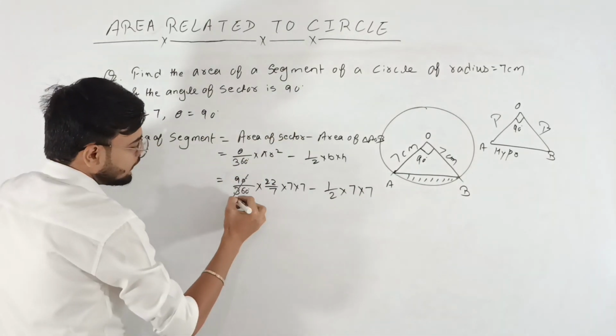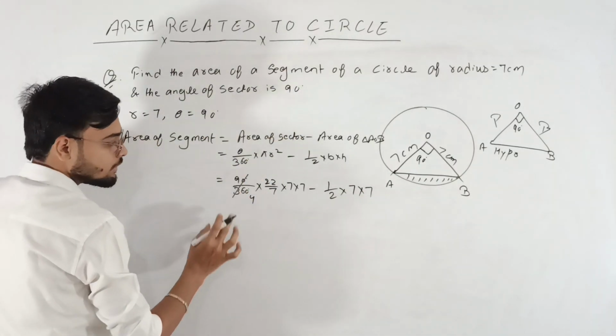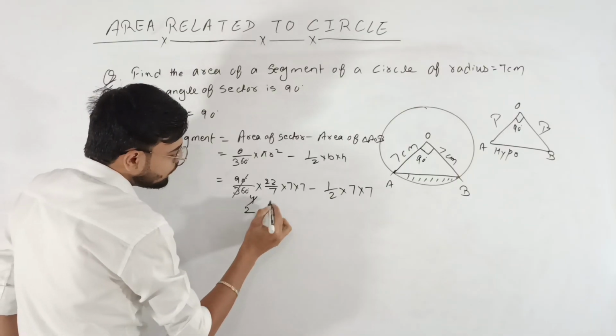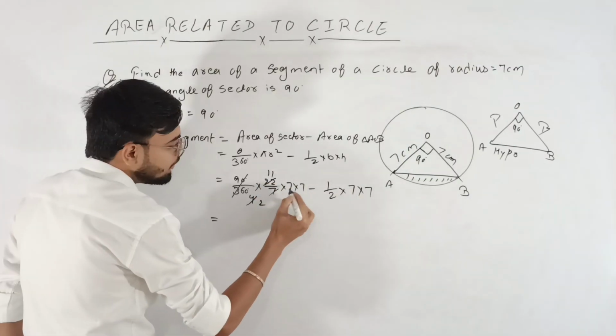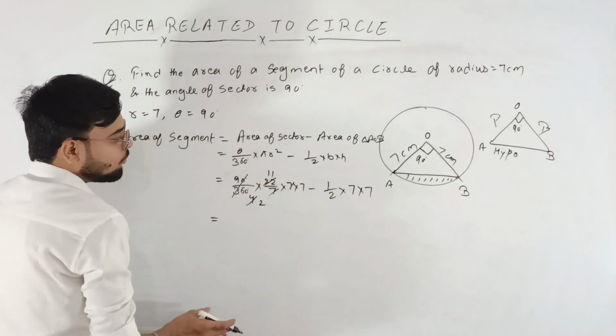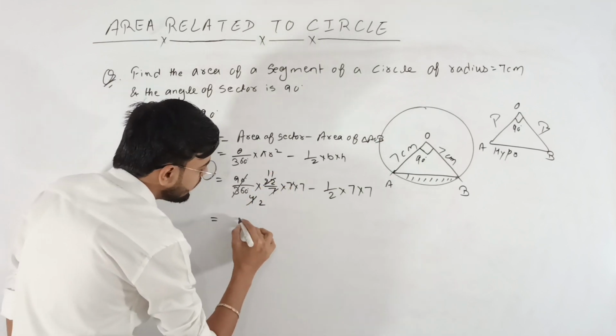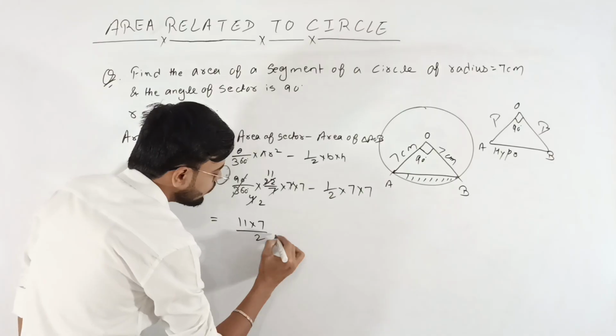Now calculate this one. This will cancel out by 4 times: 90 into 4 is 360. Now this is 2 to the 4 and this is 11 to the 22. And this 7 cancels this 7. So what I am left with here is 11 into 7 upon 2.